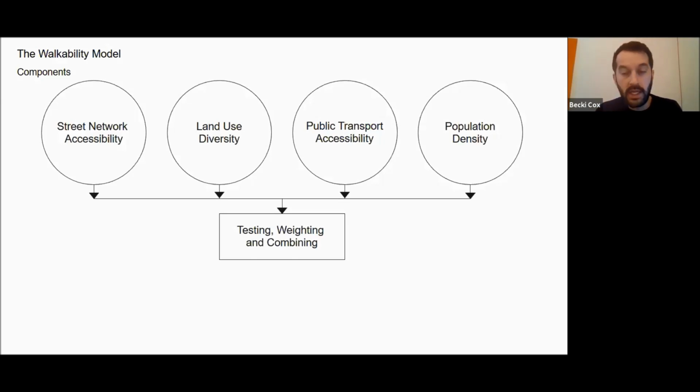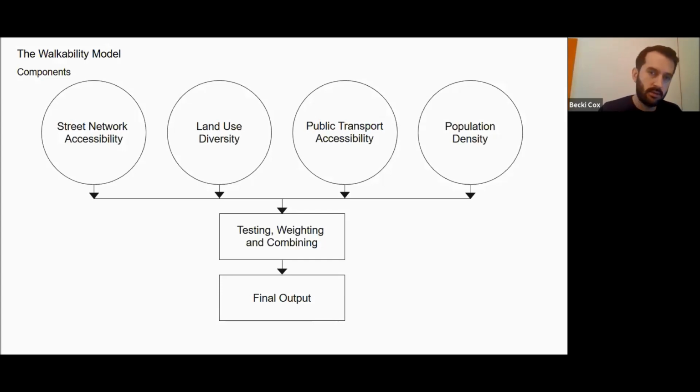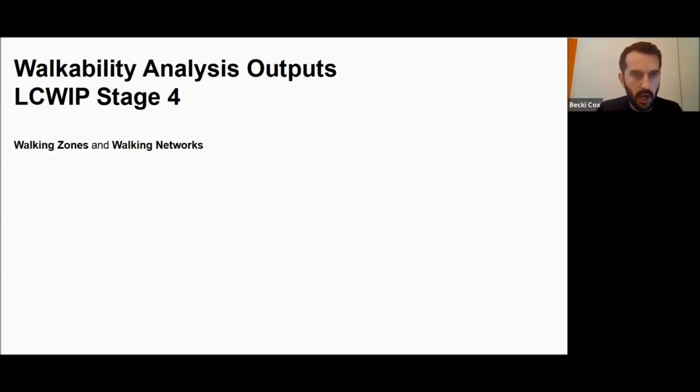From that, we got weightings out of it, and those 4 variables were brought together into one combined estimation of pedestrian activity or functional walkability. And this has a final output. This was done for a small area of London, expanded for London, and then done to cover all the areas as part of the pilot.